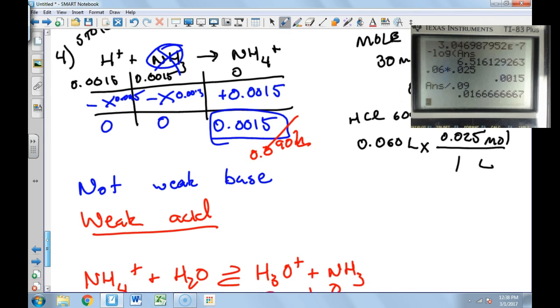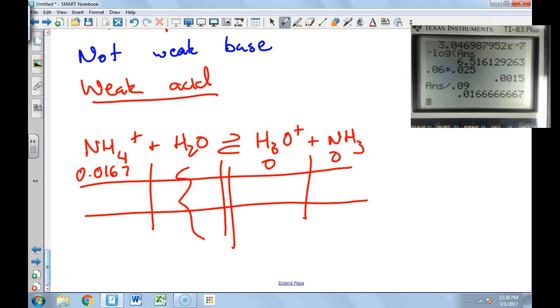How do I know we don't have any of this? Because look, none of that left over. So if we don't have any of that left over, that means that it's not there from the stoichiometry step. Okay, so this is minus x, and this is plus x, plus x. So this is 0.0167 minus x, x, x.